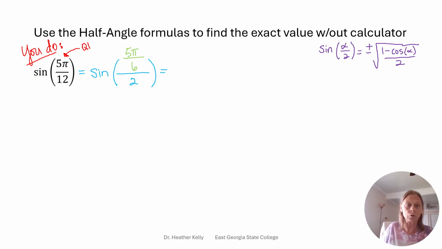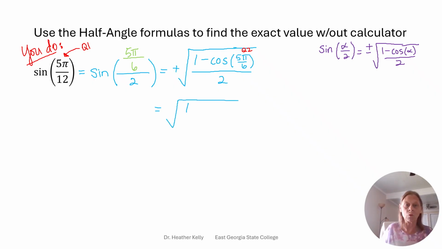So this is going to be equal to positive square root of 1 minus the cosine of 5 pi over 6, all divided by 2. Now, the quadrant for 5 pi over 6 is quadrant 2, and the cosine is negative in quadrant 2. And so that doesn't affect the sign outside here. That only affects your actual math on the inside. So this is going to be 1 minus, and cosine of pi over 6 is square root of 3 over 2, so this is going to be minus square root of 3 over 2. All that divided by 2.